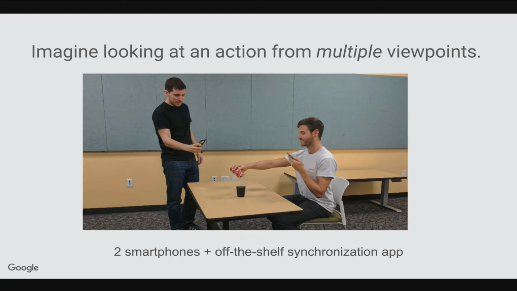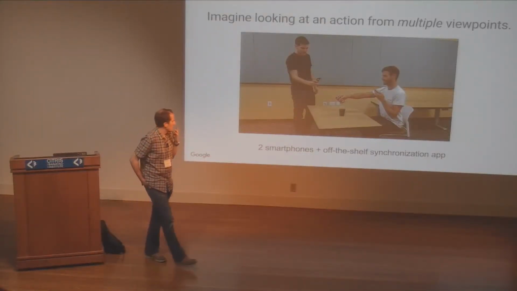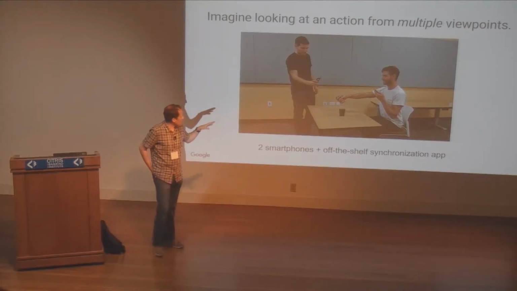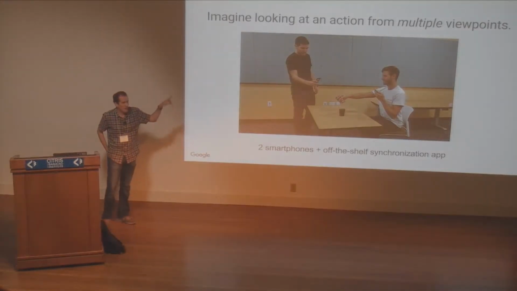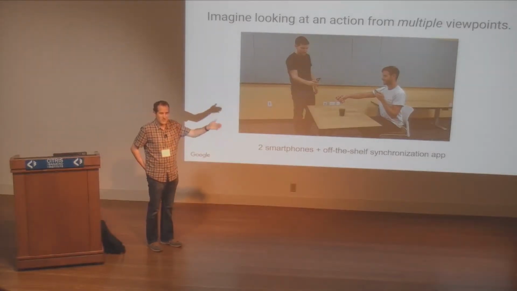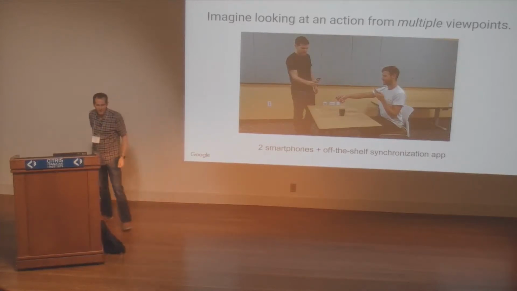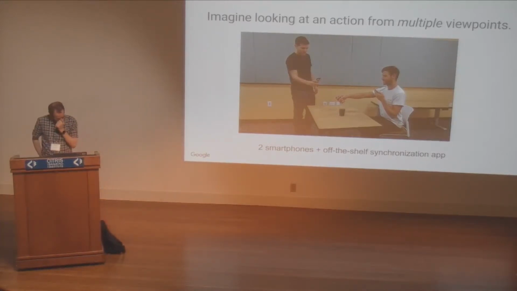So this is the setup. You are trying to learn a representation of actions. Say, for example, you're pouring liquids in a cup, and you have two cameras recording the event from two different locations. The two cameras are synchronized. It's actually pretty easy, there's off-the-shelf software to do that, synchronized perfectly.